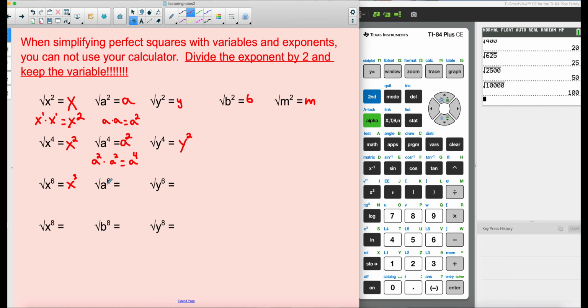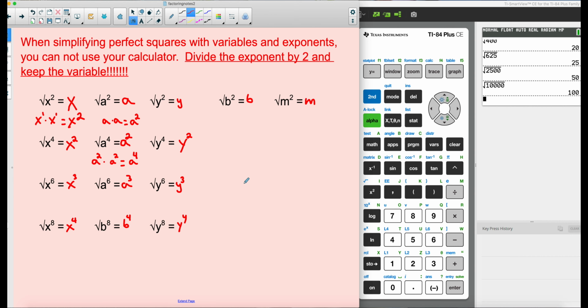What's the square root of a to the 6th? Well, a to the 3rd. Same thing. What's the square root of y to the 6th? Y to the 3rd. Simple. Last but not least down here, the square root of x to the 8th. Keep the x. What's 8 divided by 2? You get x to the 4th. So the square root of x to the 8th is x to the 4th. Simple. Square root of b to the 8th, b to the 4th. Square root of y to the 8th, y to the 4th.